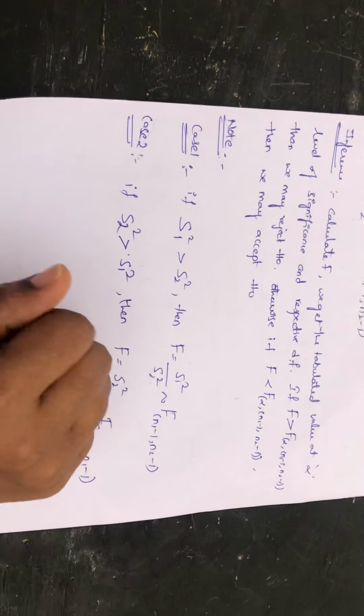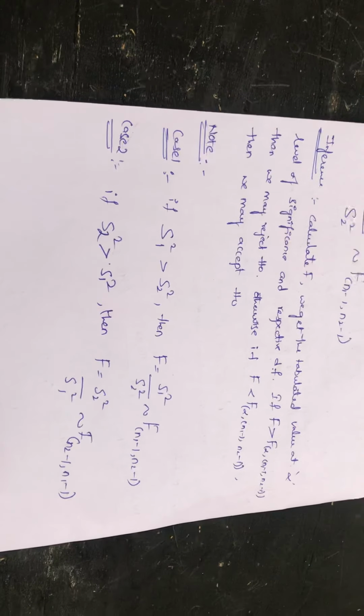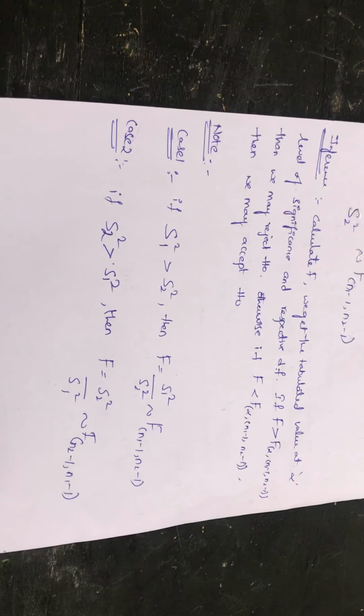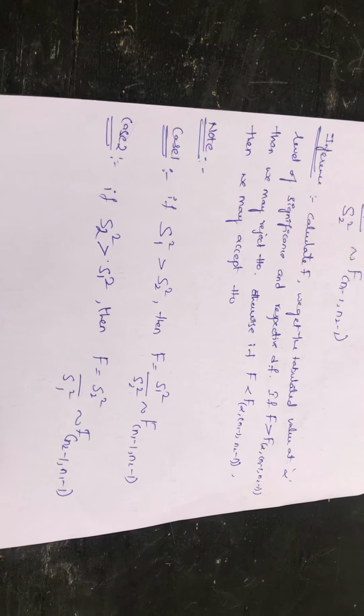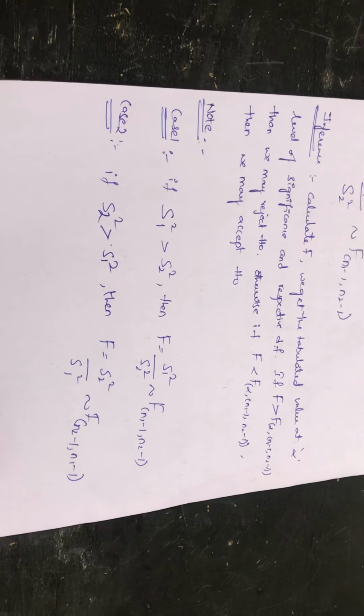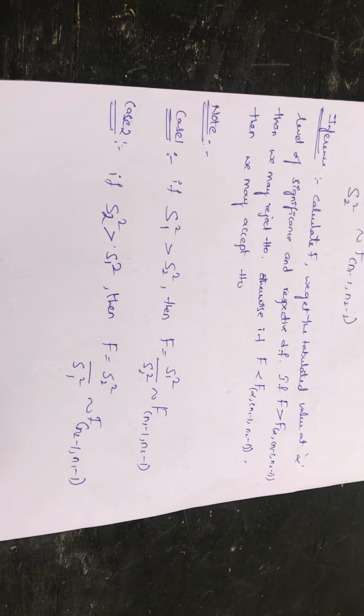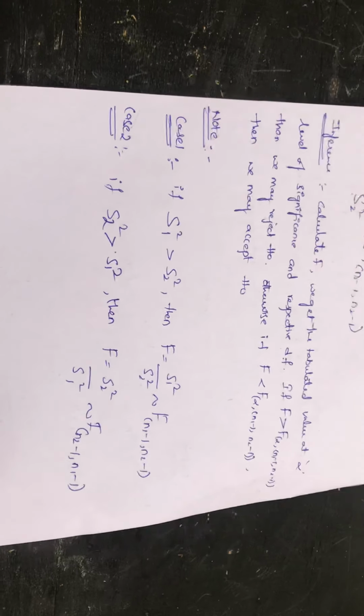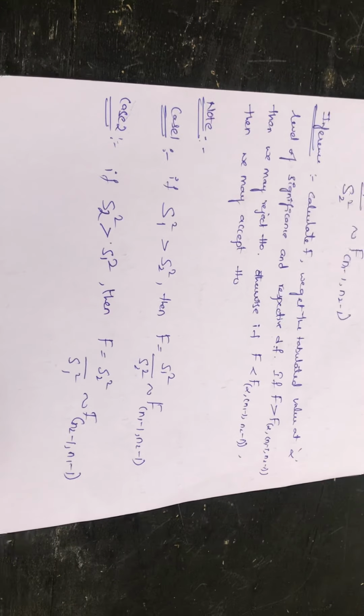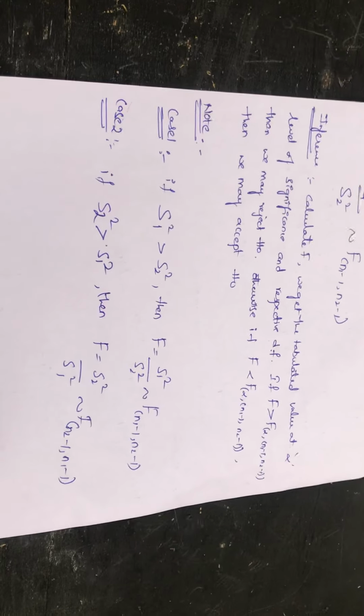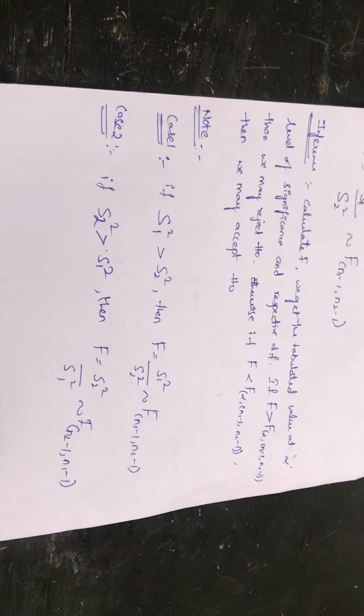Here note, we have another two cases of the F-test. Case 1: if S1 square is greater than S2 square, the formula is modified as S1 square by S2 square, which follows F with n1 minus 1 comma n2 minus 1 degrees of freedom. Case 2: if S2 square is greater than S1 square, then the formula is modified in reverse as S2 square by S1 square, which follows F with n2 minus 1 comma n1 minus 1 degrees of freedom.